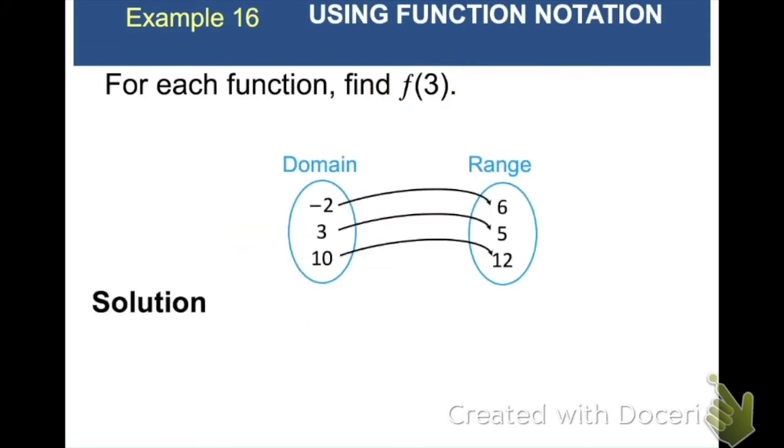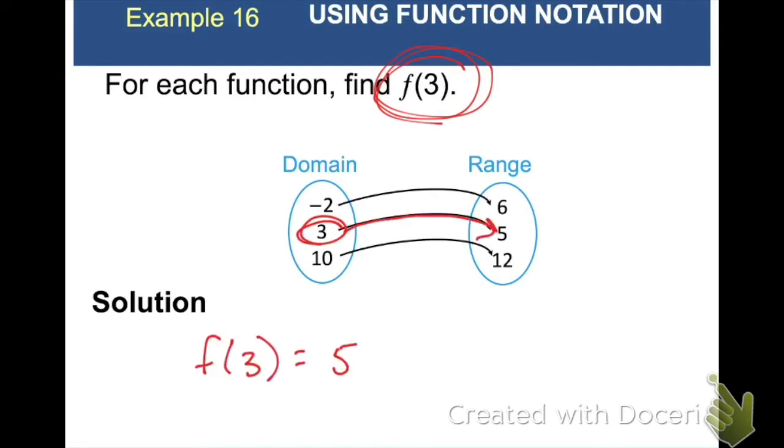Same kind of thing, except they give you a mapping diagram, but they're still asking you to find f of 3. So f of x, when x is 3, what is y? So when x is 3, what is y? It's 5, so your answer is 5.